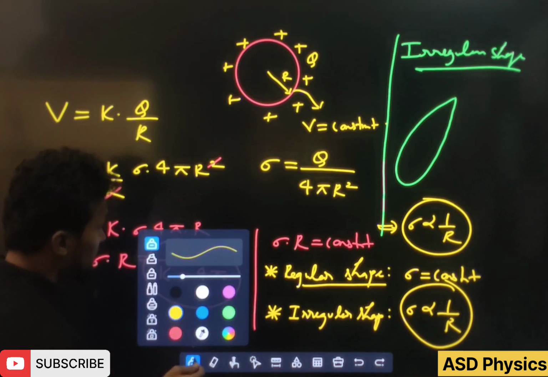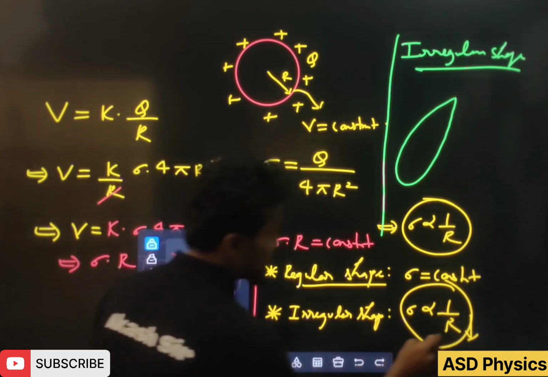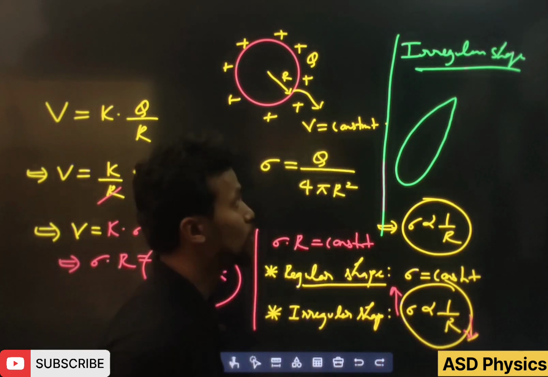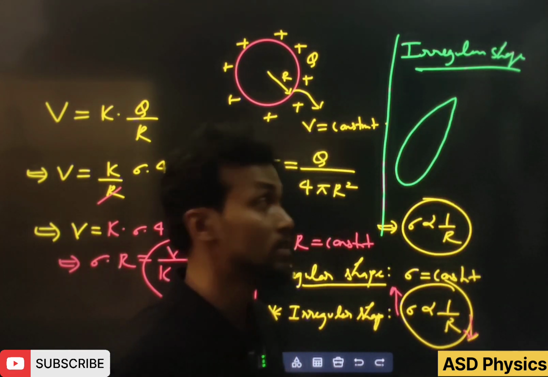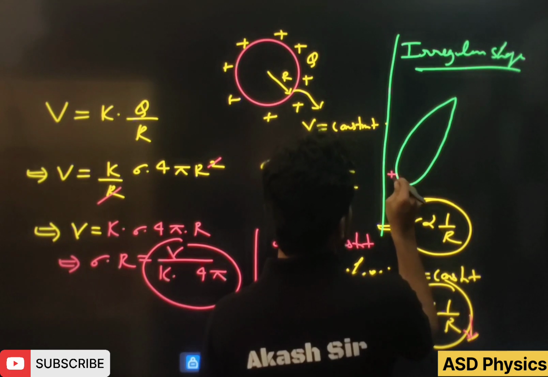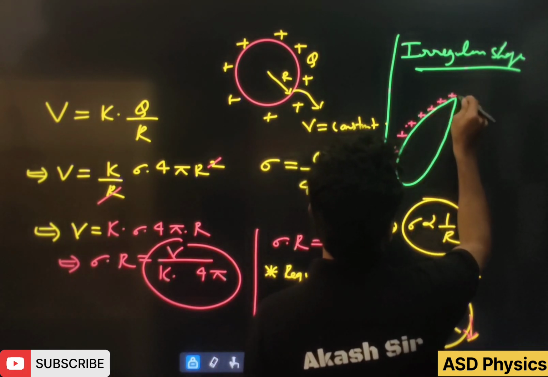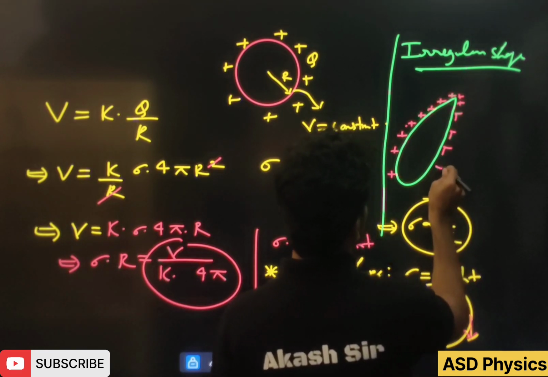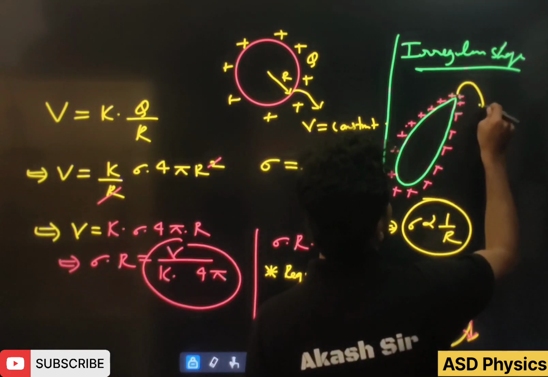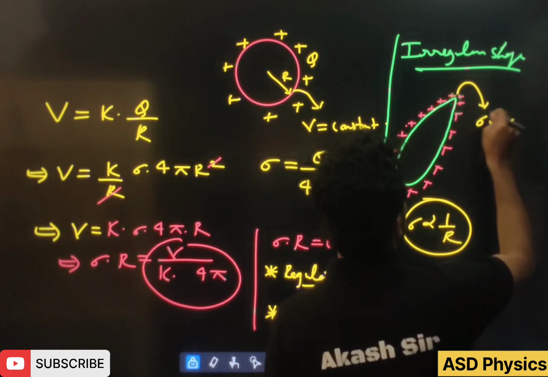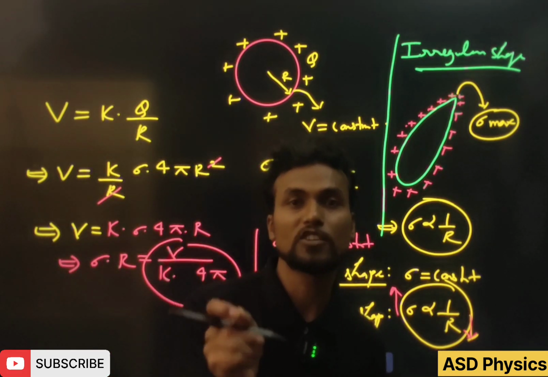Where the radius of curvature is less, sigma will be more. When we go in this direction, R keeps on decreasing and sigma keeps on increasing. Here it is somewhat far, but here it goes very close, more and more, then again it keeps on increasing. So where is sigma maximum? Sigma is maximum here, at the corner, because the radius of curvature will be very, very small.